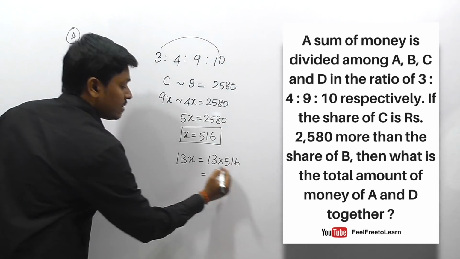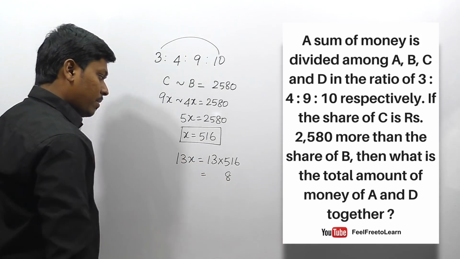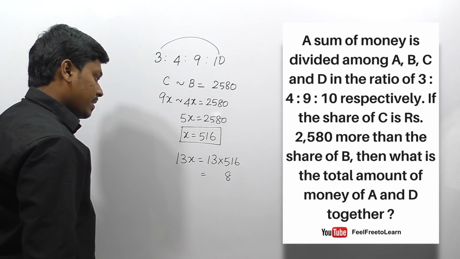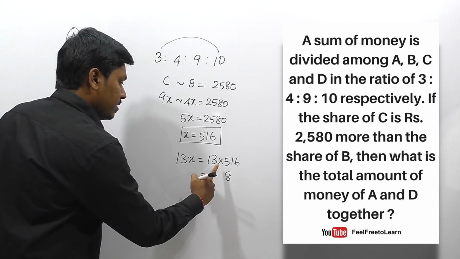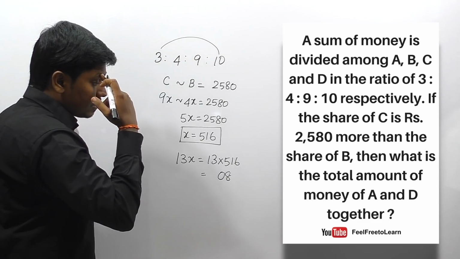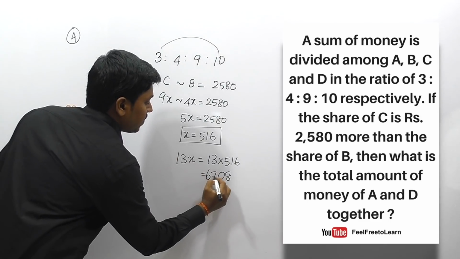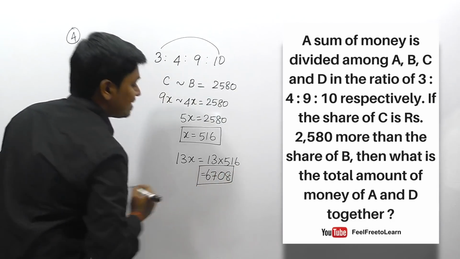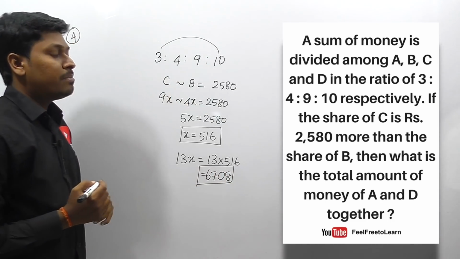So 6 into 3 will be 18. So remainder will be 1. So I think this will be 14, 0. So 0. So next will be 5, 13, 67, right? So 6708. So finally we got an answer, that is 6708 for question number 4.